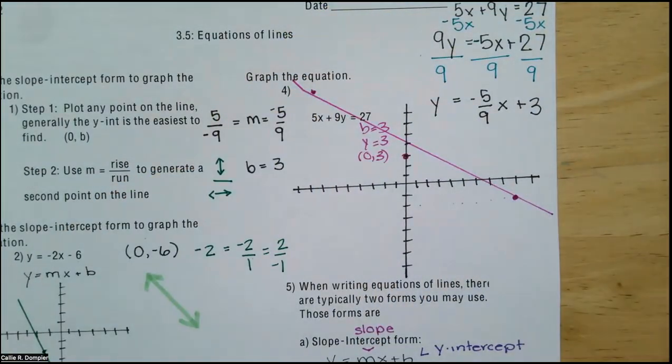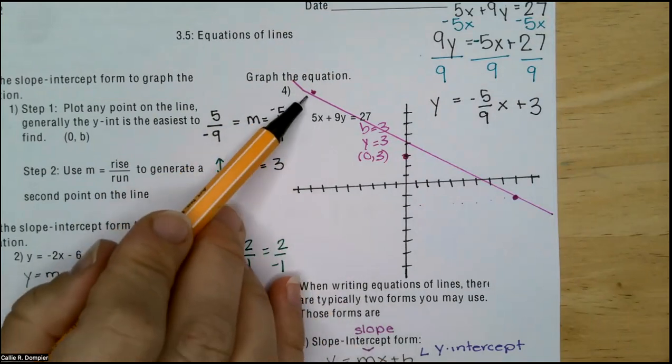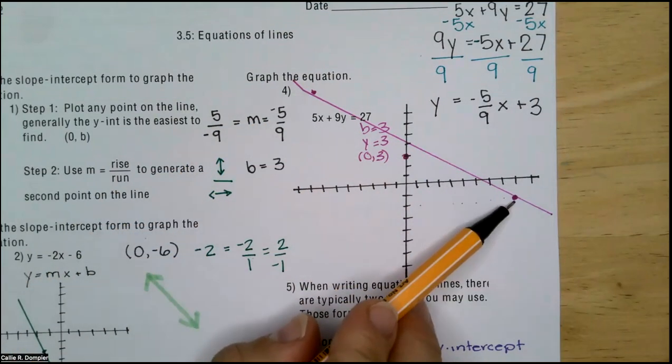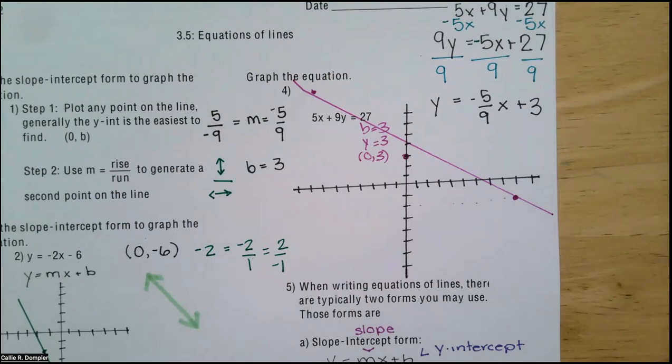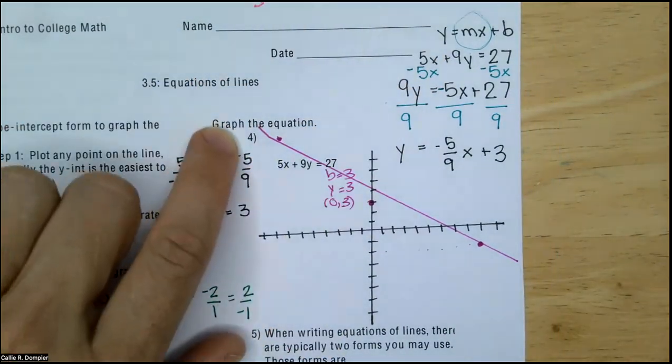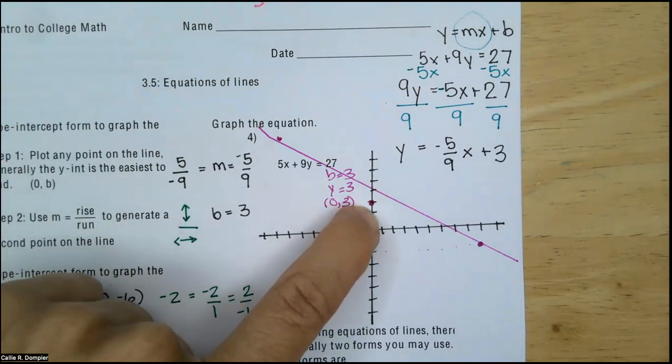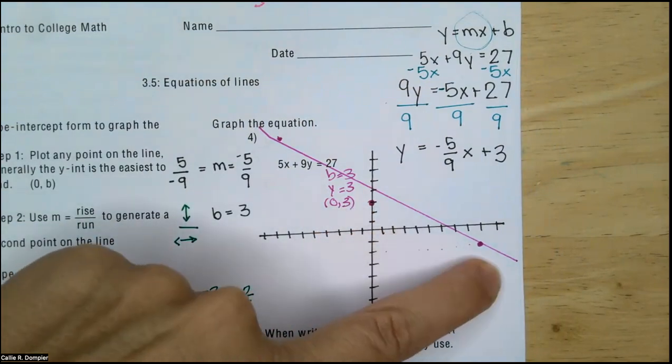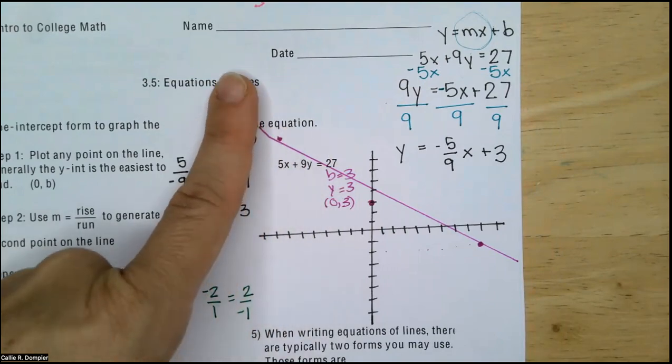Good. It was a negative slope, and the graph is going down from left to right, so that's a good sign. That's how I would graph that equation. First, I would put it into y equals mx plus b form. I would graph where y is 0, 3, and then I would go down 5 over 9, and then I would go up 5, left 9.